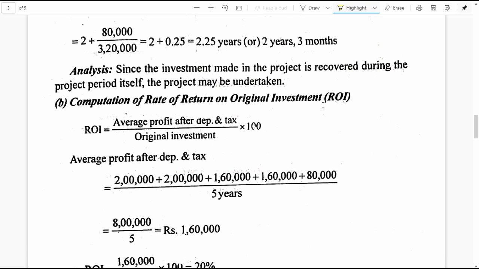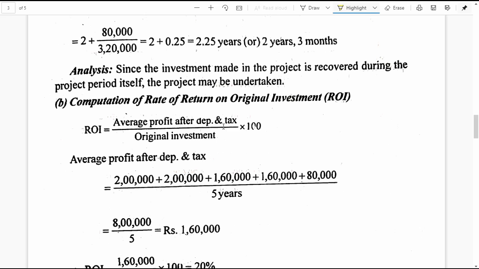Computation of rate of return on original investment. Accounting rate of return is the only method for which we depend upon profit after tax as an input. For other methods of capital budgeting, we will be using cash inflow of the projects. What is the meaning of cash inflow? Profit after taxation but before depreciation. Fine. Let's come to this calculation of return on original investment.